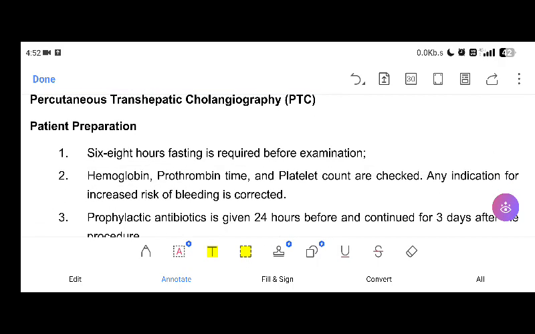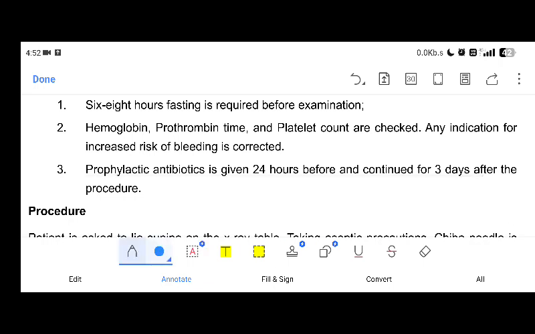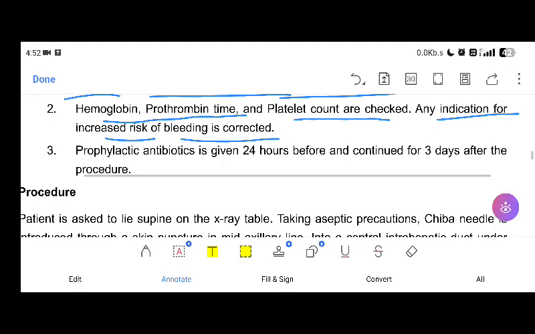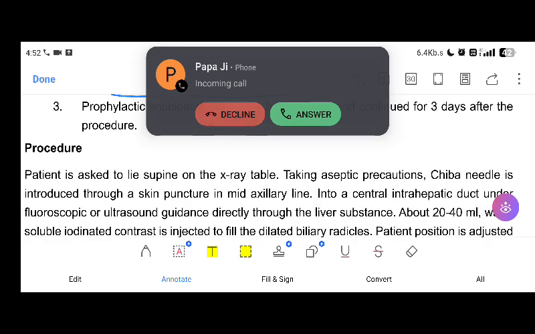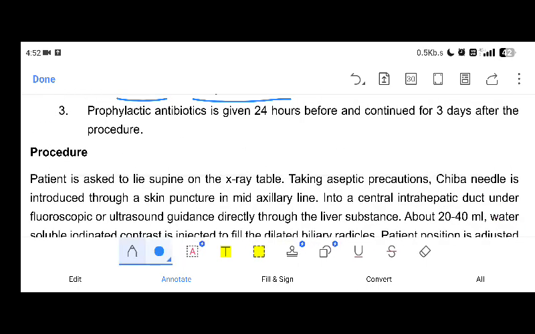Percutaneous transhepatic cholangiography. Patient preparation: 6 to 8 hours fasting is required before examination. Hemoglobin, prothrombin time and platelet count are checked. Any indication for increased risk of bleeding is corrected, and prophylactic antibiotics are given 24 hours before and continued for 3 days after the procedure.